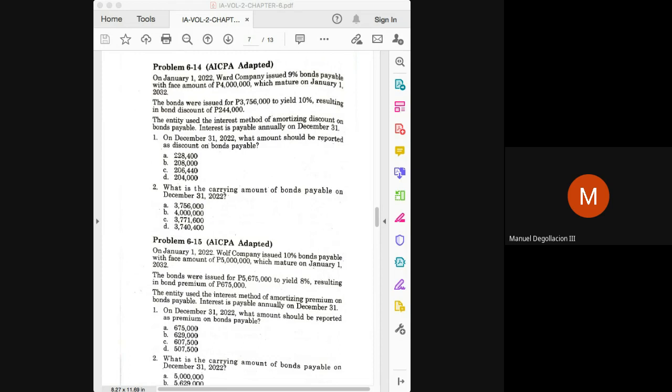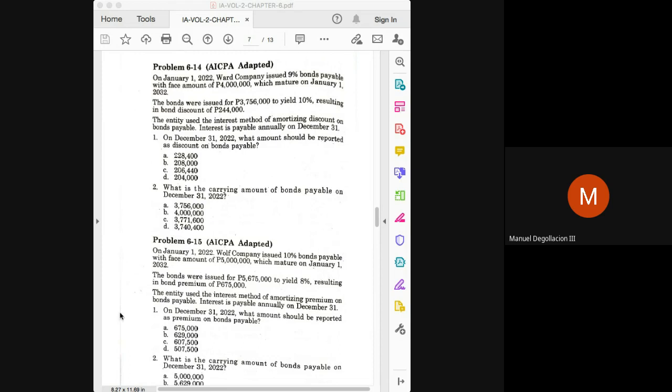Okay, so four possible questions can be asked in this kind of problem. Number one, how much is your interest expense? The answer is 375,600. Number two, how much is the amortization of the discount for the first year? That would be 15,600. Number three, how much is the unamortized discount on the bonds payable? It would be 228,400. And last question would be how much would be the carrying amount after 1 year? And the answer is 3,771,600. And those four questions could be asked also for 2023, for 2024, so on and so forth.